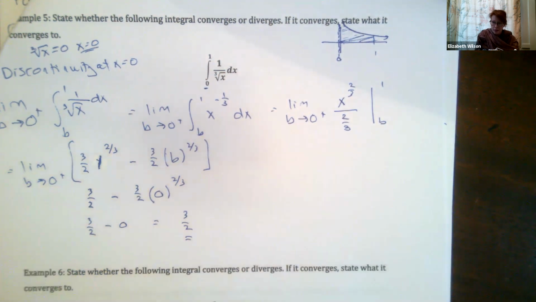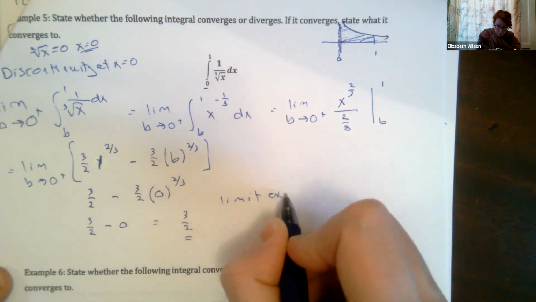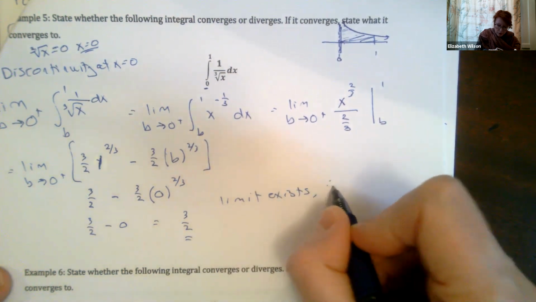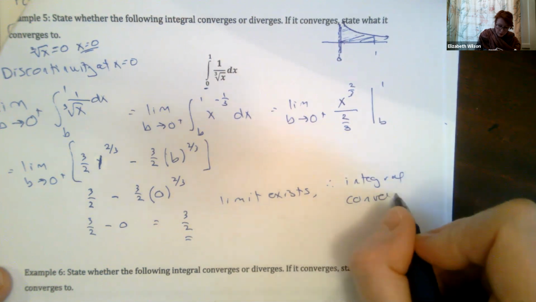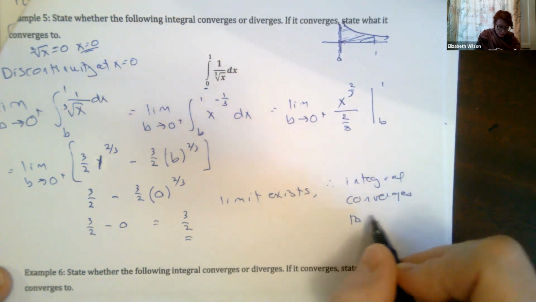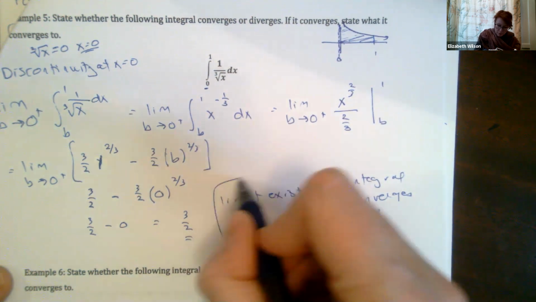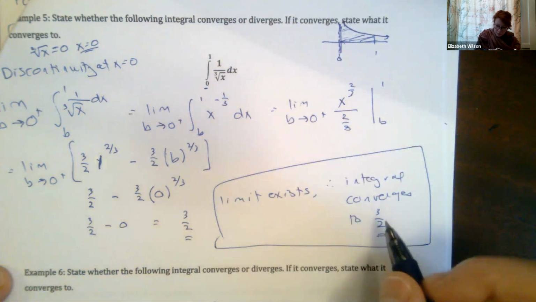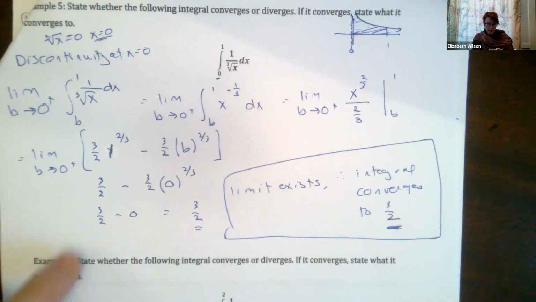So our limit exists. Therefore, our integral converges, and it converges to 3/2. So we should be able to get things to a point where I can actually plug in my value and see what I've got.